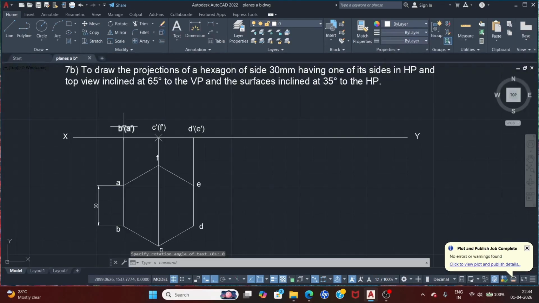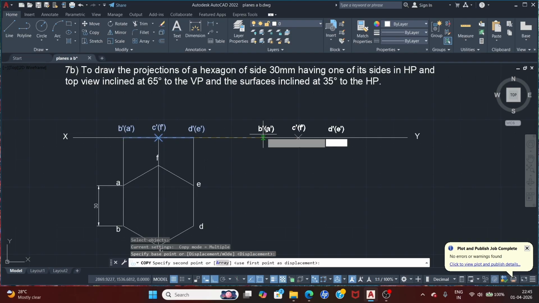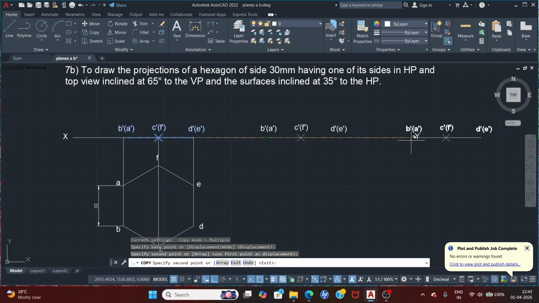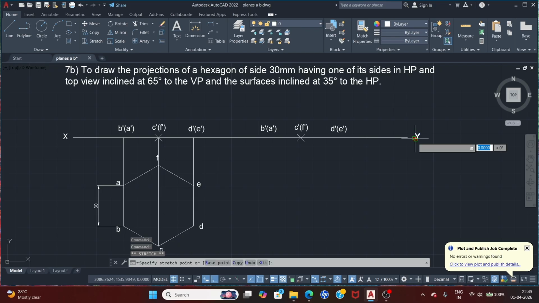So next I'm selecting the text and straight line and that point. So enter, base point, and click here. So while copying, you need to move the mouse to the right side by using the ortho mode. Okay, use ortho mode and move the mouse, then only it will be in a straight way.